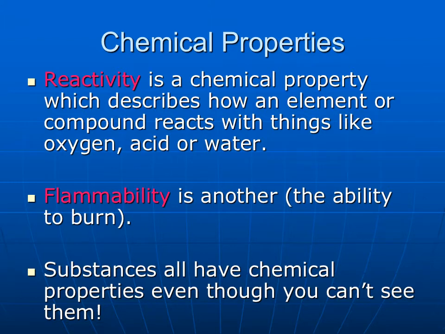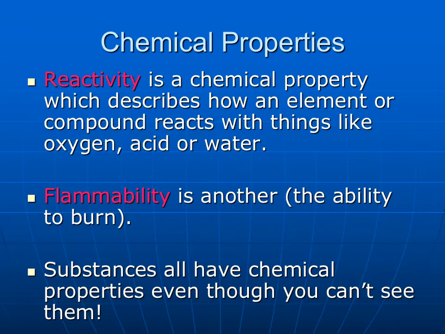Examples of chemical properties. Reactivity is a chemical property that describes how an element or a compound reacts with other things like oxygen, acids, or even water. So how likely something is to react with something else is reactivity. If you think of the periodic table and valence electrons, something in group 18 has 8 valence electrons, so it's going to be considered non-reactive. It does not have a high reactivity because its shell is already full.